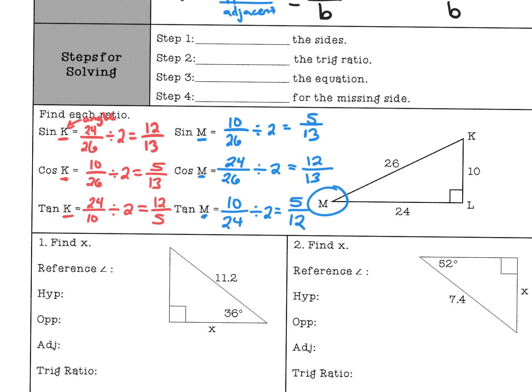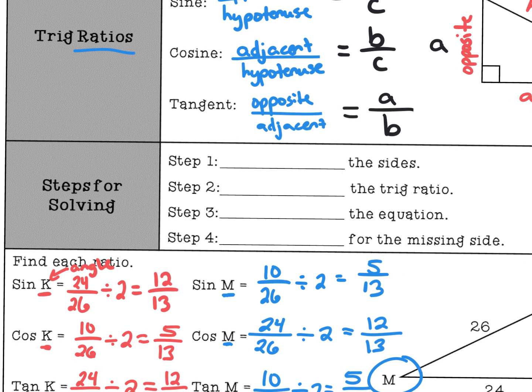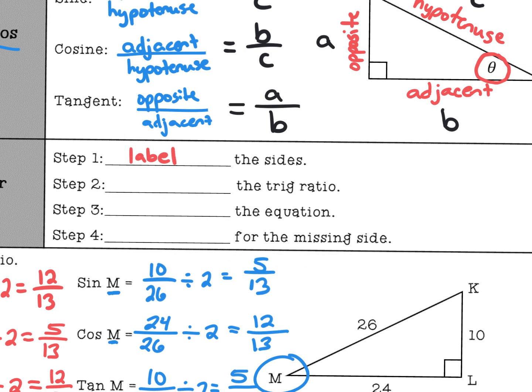Now I'm going to jump back up to steps for solving. Now we're actually going to be using these trig ratios to find missing sides. I outlined some steps here for you so that you can go back to them if need be. The first step is to label the sides. What I mean by that is you're going to label them opposite, adjacent, hypotenuse.